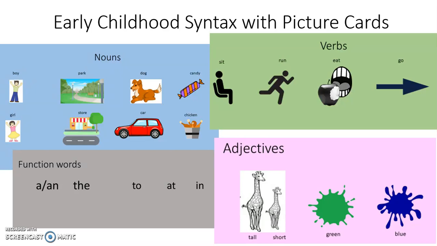The West article mentioned the tree diagrams, syntactic tree diagrams, which are really interesting, but I can see how at an early childhood level that would be too difficult because they are not reading and writing yet. So I thought, how can we do this in an oral way? How can we do this with pictures?